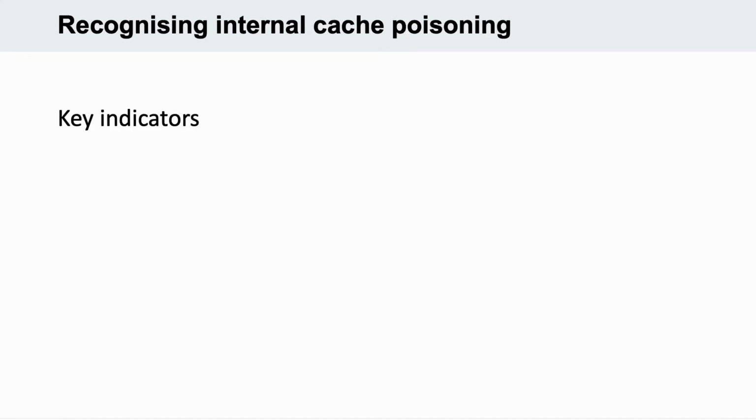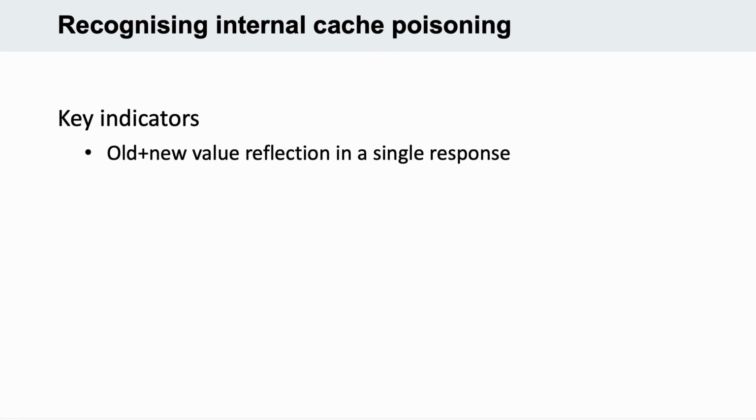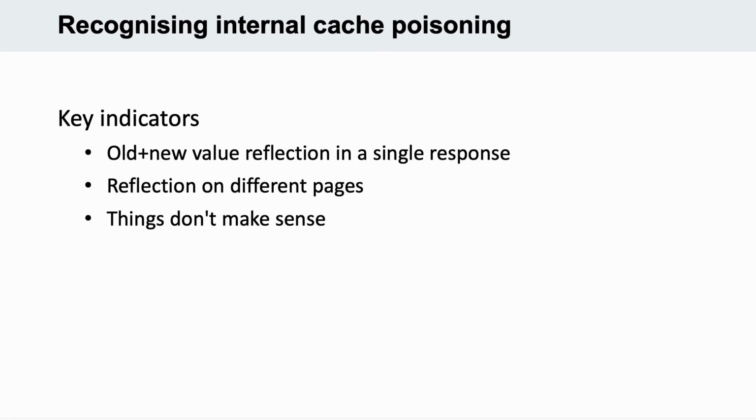So I can't tell you how to find internal cache poisoning issues safely, but I can tell you how to recognize it to avoid wasting your time. If you see both old and new values coming back in that one response, that's a good clue. Or reflection of your input on different pages, or things just don't make sense. And I haven't yet figured out how to do it completely safely, but if you're doing any technique of any type, then this might happen by accident.